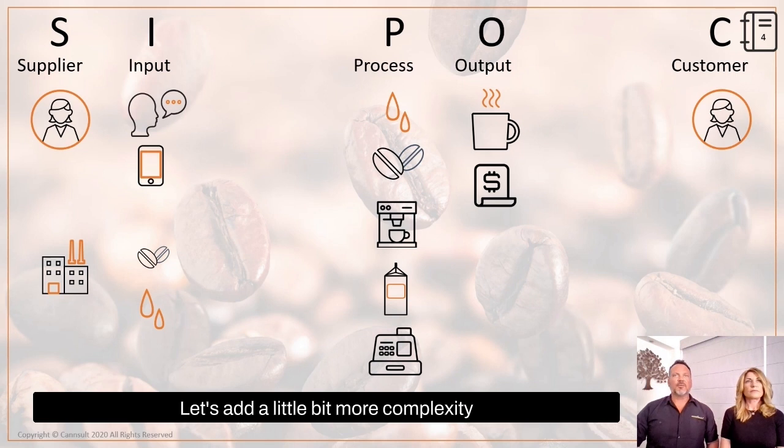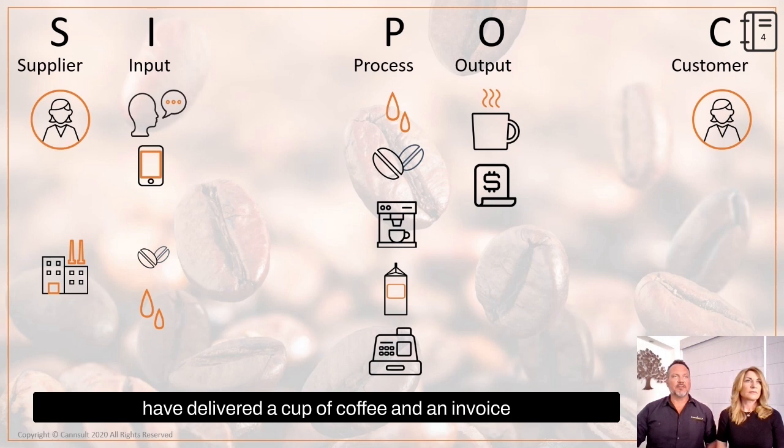Let's add a little bit more complexity with our cup of coffee example, where we have multiple inputs and multiple outputs. The team identifies that the process ends when we have delivered a cup of coffee and an invoice to the customer who ordered the drink. The process starts when we have received an order, in person or using our app, from the coffee drinker. And in our project to improve this process, we will also include a different kind of input, the ingredients.